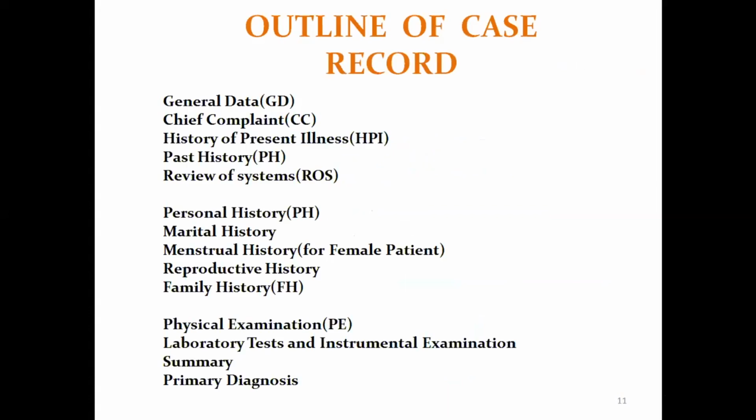So we'll see what is case record. For example, journal data. Last time I taught you chief complaint, history of present illness, history of past illness, review of system, personal history, marital history, menstrual history, reproductive history, family history, physical examination, laboratory test and instrumental examination, summary and primary diagnosis. Last week we discussed this in big detail, and I hope all of you have already reviewed this content.